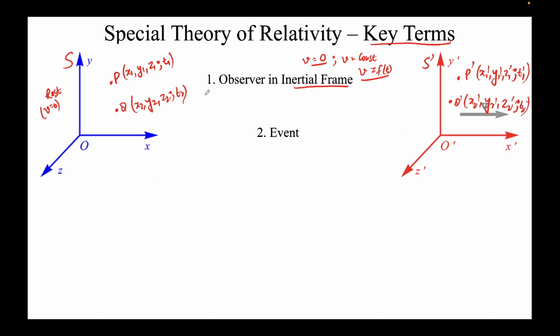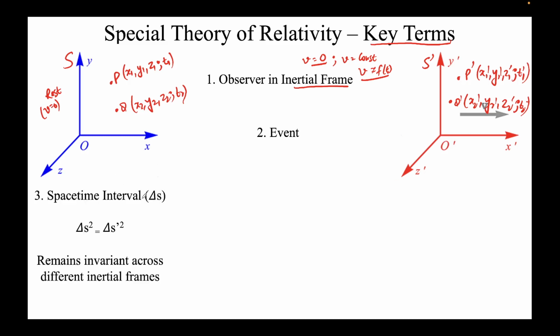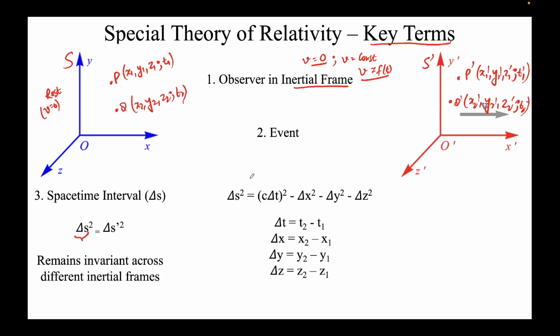So these are two independent events P and Q which will be seen as P prime and Q prime by this observer O prime. So how are they related? I mean, is there any relation between these two events? Yes, there is. There is an entity called space-time interval which remains invariant across different inertial frames. This means if you calculate this entity delta S for this frame, this will be equal to the entity delta S prime for this frame. So what is this mathematical entity delta S? This can be given by this formula. So this is called space-time interval.